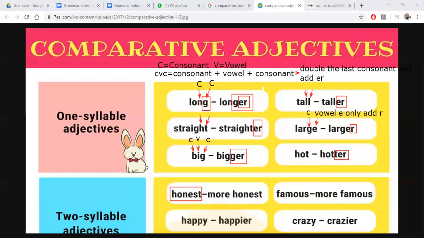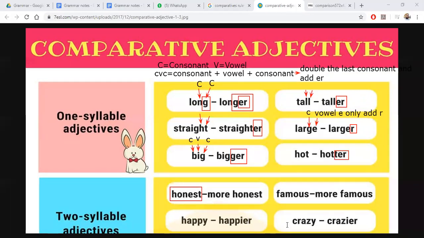Famous is the same thing. So imagine I say famouser. Famouser will have three syllables, and I don't want three syllables. We do not want three syllables in English for the adjectives. So instead of that, what I do is I put more, and I say more famous. Okay, more famous. That is how we do it. So that's why it says famous, more famous.